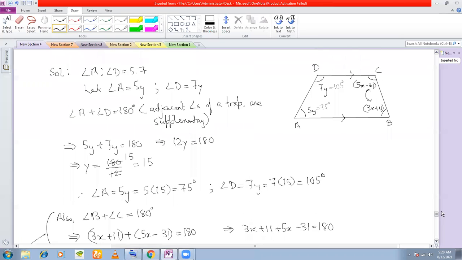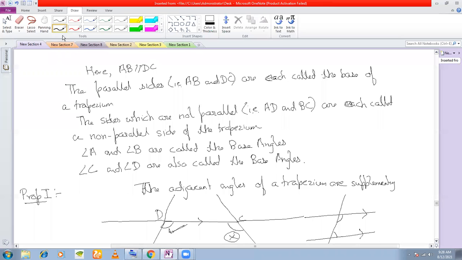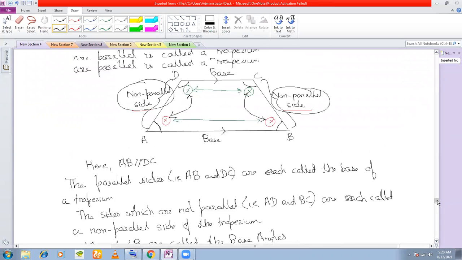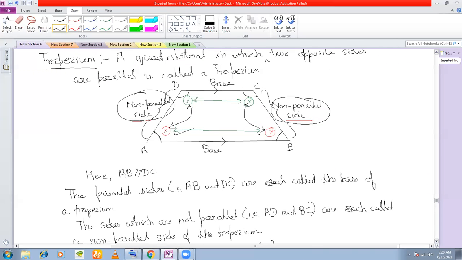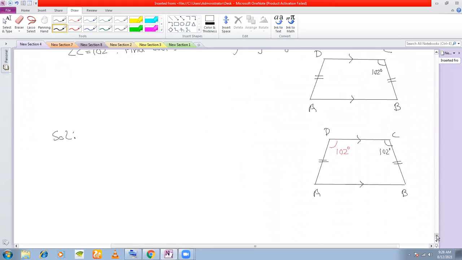If you remember here, what did I tell you? That angle A and angle B are base angles here in the trapezium. So this angle and this angle are base angles. Also this angle and this angle are also base angles. The pair is called base angles, right? So this angle should also be 102 degree. So we write angle C is equal to angle D is equal to 102 degree.